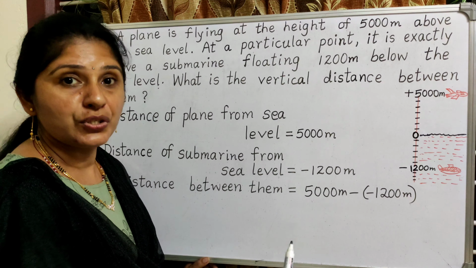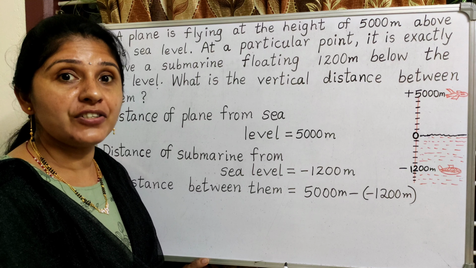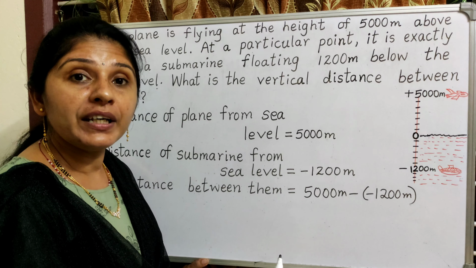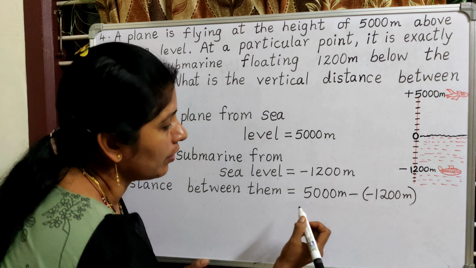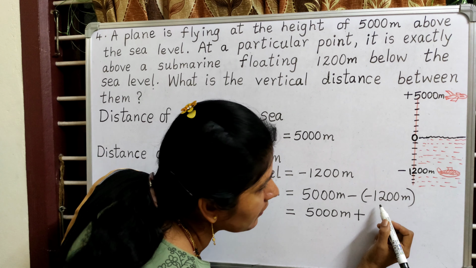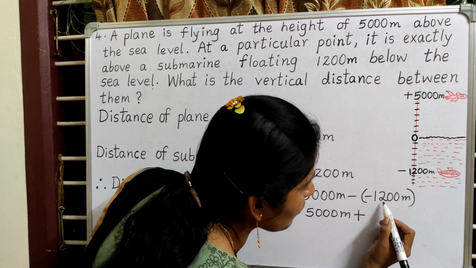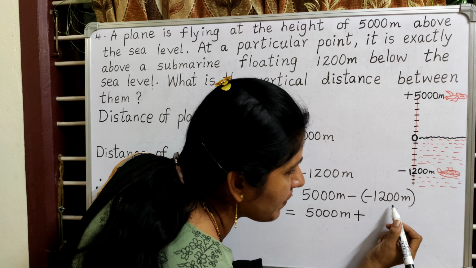Students, this operation is subtraction. As we know, according to the subtraction of integers, to continue the sum, we need to change the operation from subtraction to addition. So, write the first number as it is, 5000 meter. Change the operation sign from subtraction to addition. So, change the minus sign into plus sign. Change the sign of the second number. So, minus 1200 becomes plus 1200.